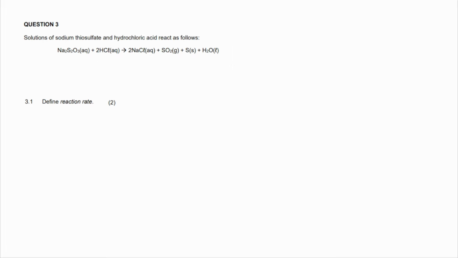And here we go into question 3. They say solutions of sodium thiosulfate, we've already been working with this before, and hydrochloric acid react as follows. So you can see what's going on there. Luckily it's balanced. We know it's balanced because they give us the balancing numbers. I've never seen a question where they've put a number and it hasn't been balanced.